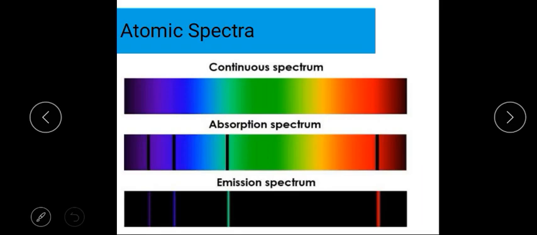But for rarefied or less dense gases, on excitation they emit discrete, that is, separate or specific wavelengths, which appear as a series of bright lines.